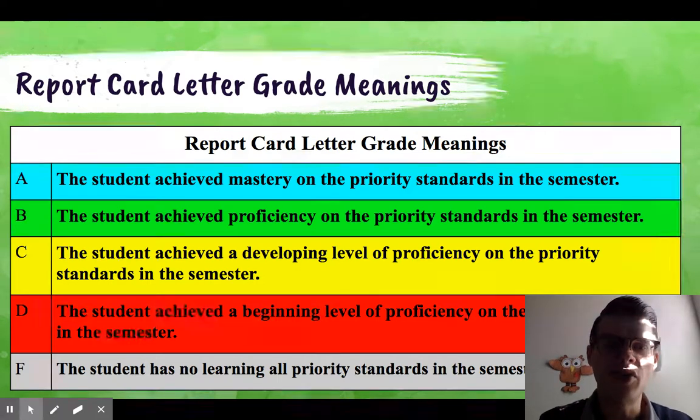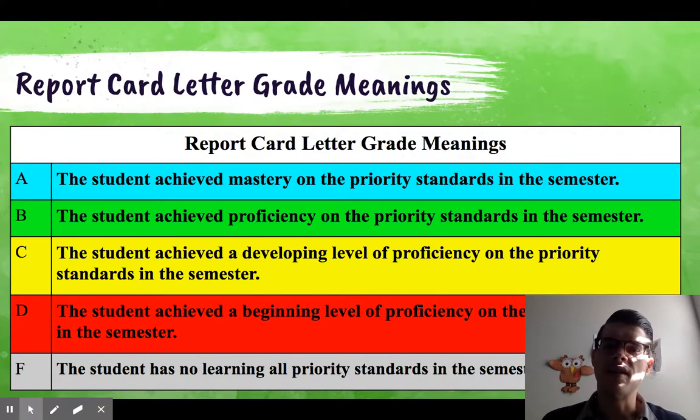A B means you've achieved proficiency on those standards. This is a really important category. My goal as your teacher is to get all of you, all my students, at least to proficiency. Because what I'm saying is if you get at least to proficiency, then you have a really good opportunity to pass that AP test and to get college credit. And that's our ultimate goal.